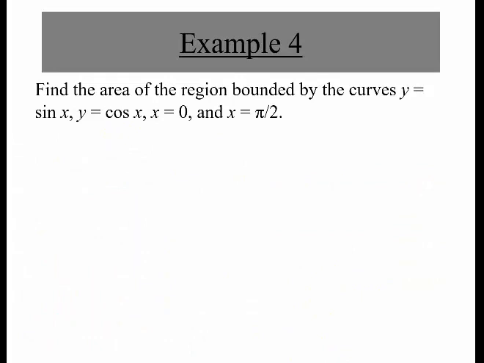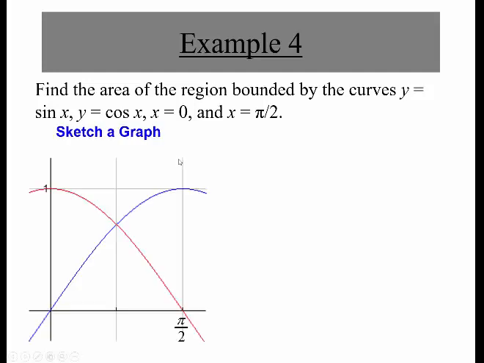All right, let's do a trig one. We haven't done that yet, in this lecture at least. So let's find the area of the region bounded by the curves y is equal to sine of x, y is equal to cosine of x, x is equal to 0, and x is equal to pi over 2.